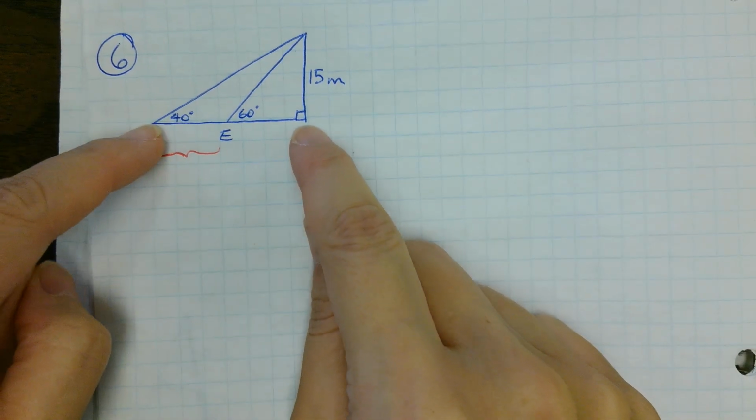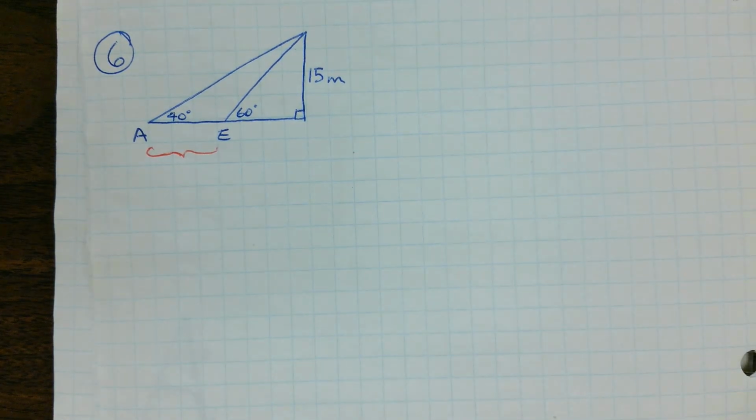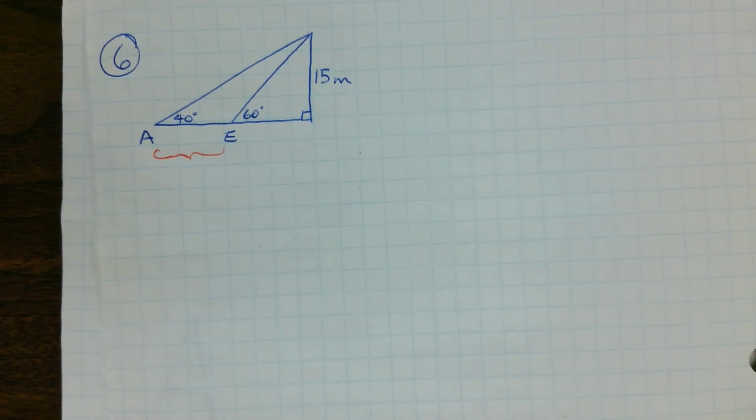All right, so find the distance of this, find the distance of this, and then subtract it to find the distance between A and E. All right, so that's number 6. So what makes number 6 hard is they didn't give you a diagram. So I think for this chapter, the hardest part is drawing that diagram. Once you have that diagram, it's just SOHCAHTOA.